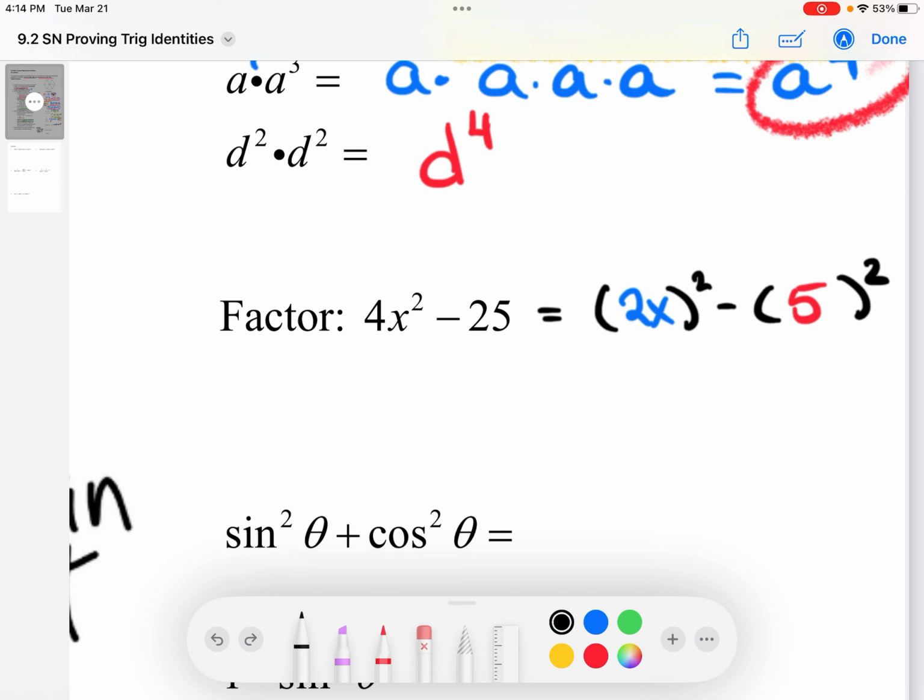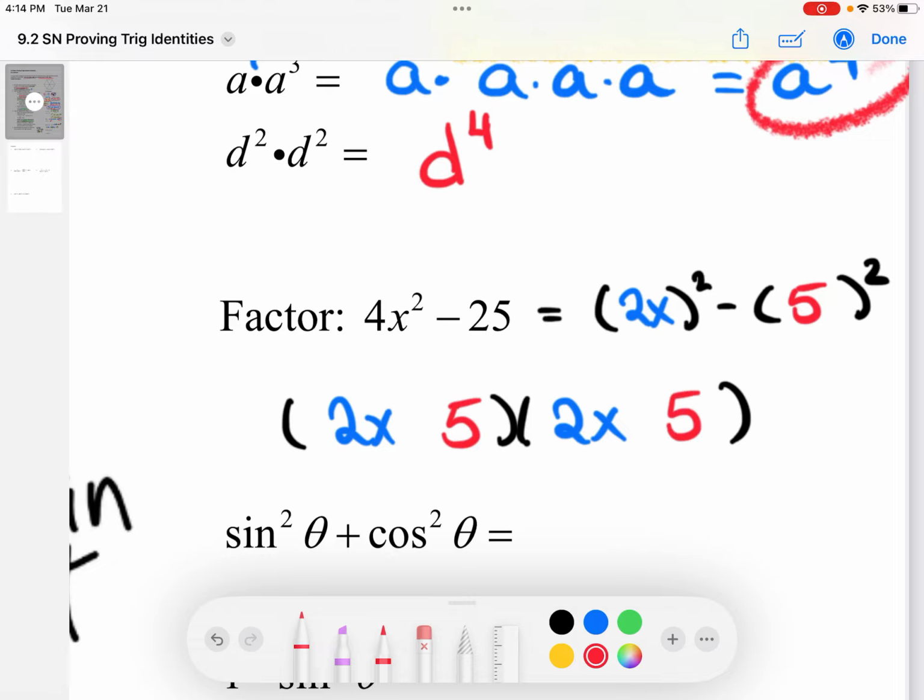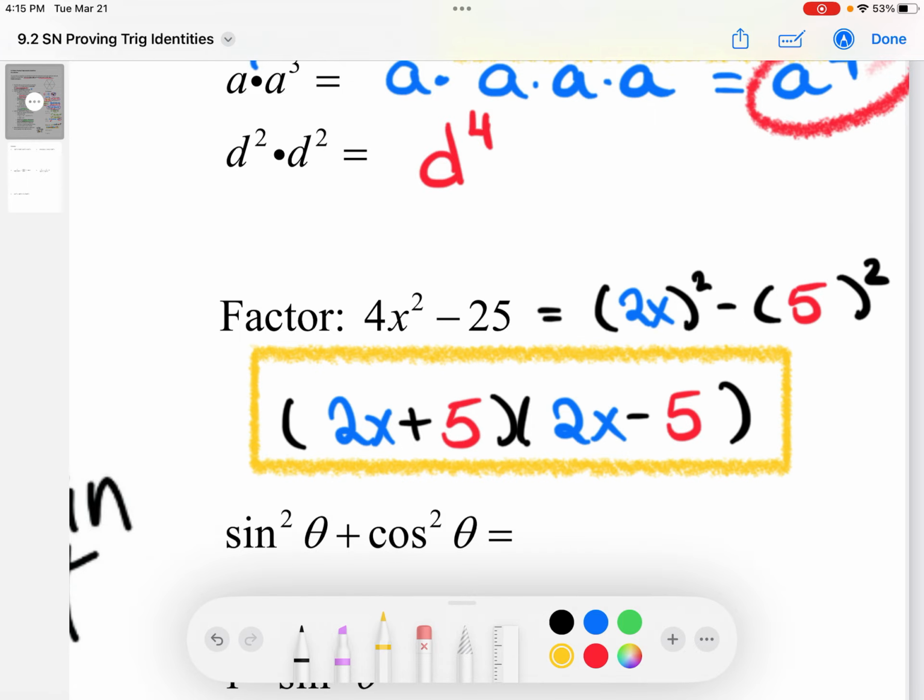Okay, and then when we factor this, that first term 2x goes at the front of each parentheses. That second term 5 goes at the end of each parentheses, and one of those is plus, one of those is minus. My brain will always put the plus first. It's totally okay if you put the minus first and then the plus. So don't forget about difference of squares. This can come up a lot with those Pythagorean identities.